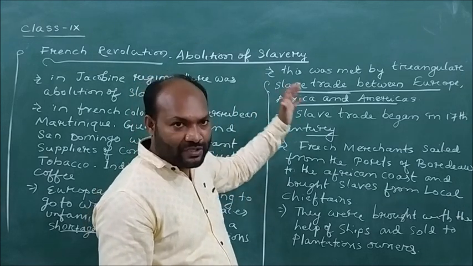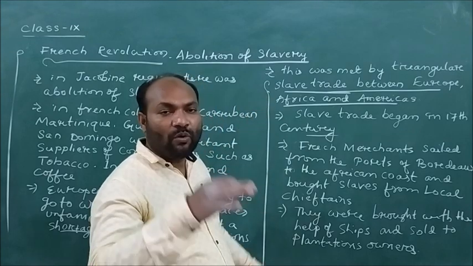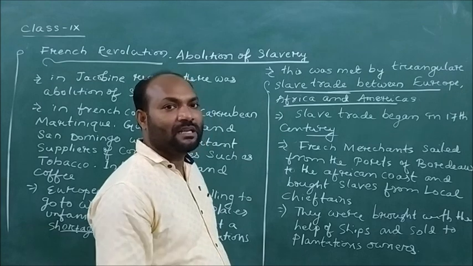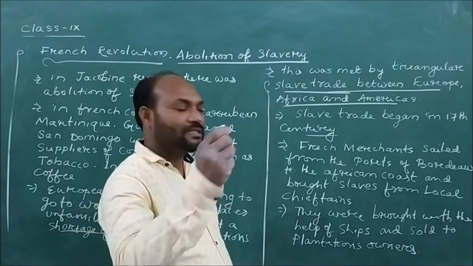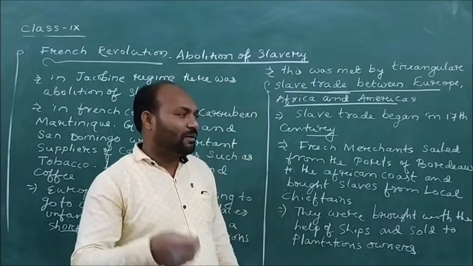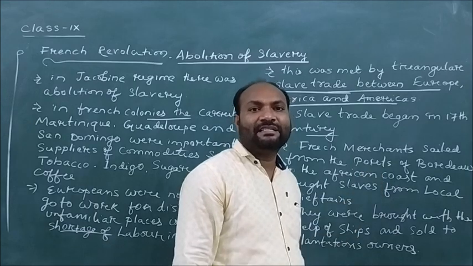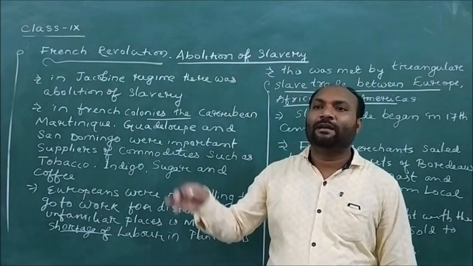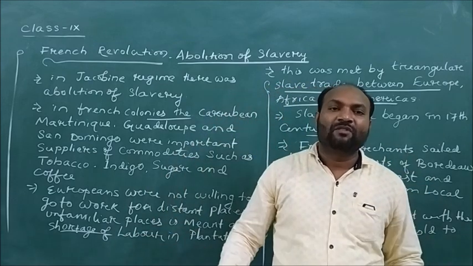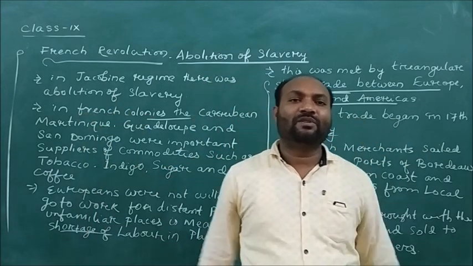The slave trade had begun in the 17th century, and the French merchants went to the African coast, purchasing the slaves from the chieftains and from the local people. After purchasing them, they took them into the ships, traveling across the oceans, and came to the European countries, and those slave people worked in plantations. They worked hard, they were exploited. After working hard, they were meeting the growing demands of the citizens.